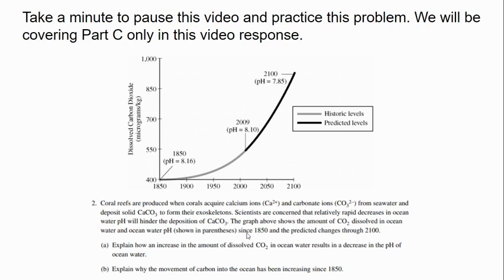So as you can see here, we see pH decreasing, but we have this dissolved carbon dioxide, in micrograms per kilogram, and we see this is increasing. All right, so what we need to do is explain how an increase in the amount of dissolved CO2 in ocean water results in a decrease in the pH of ocean water. Explain why the movement of carbon into the ocean has been increasing since 1850.